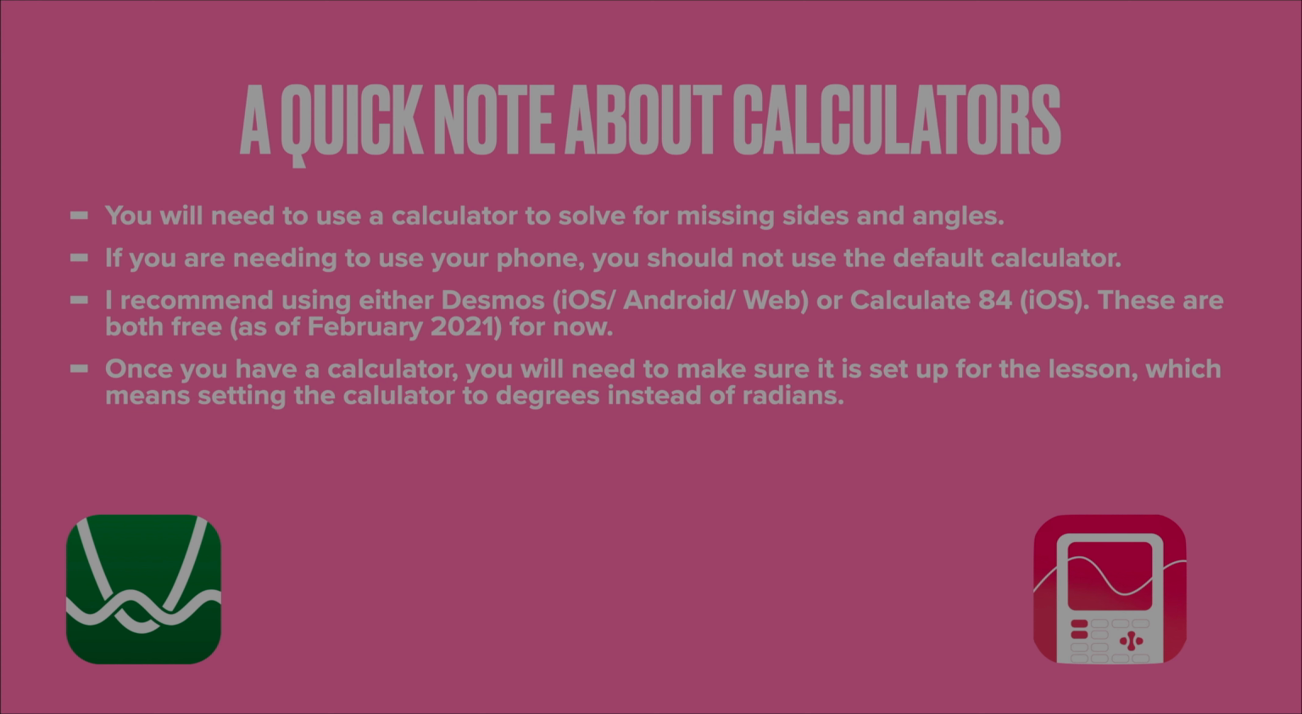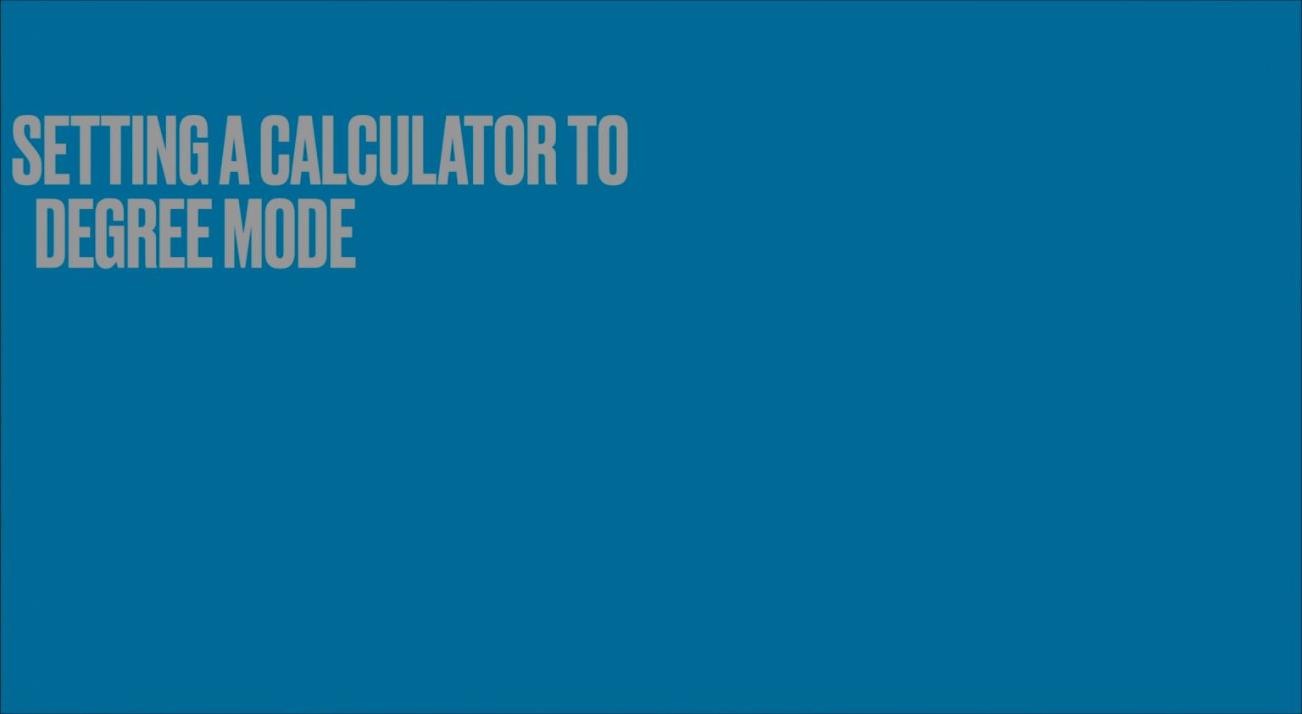Once you have a calculator, though, you actually have to make sure that it's set up, because if you don't, you're going to get things wrong. And that means setting up the calculator to be in degrees instead of radians. So let's talk about that. How do we set up a calculator to be in degree mode?